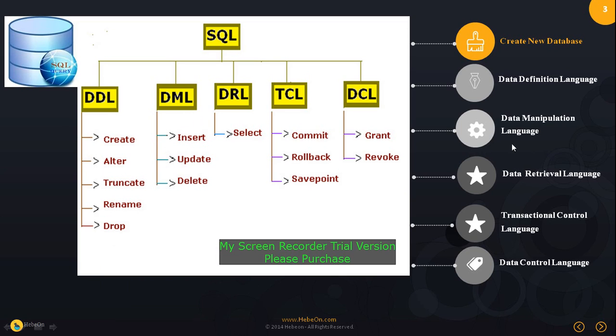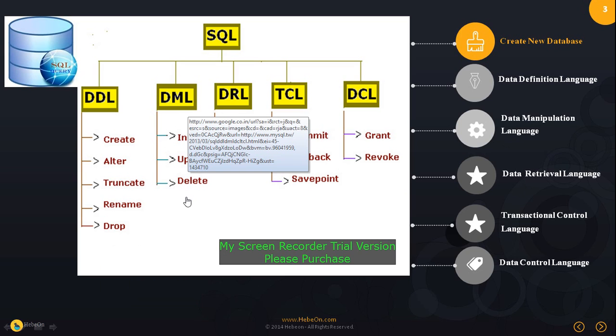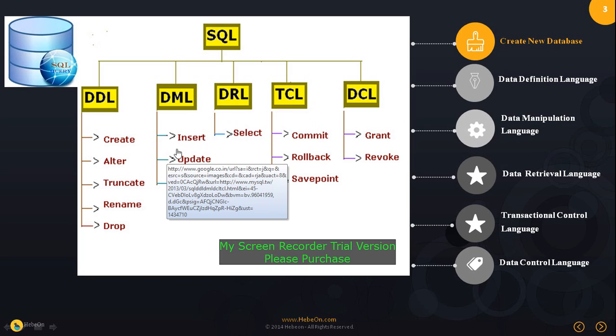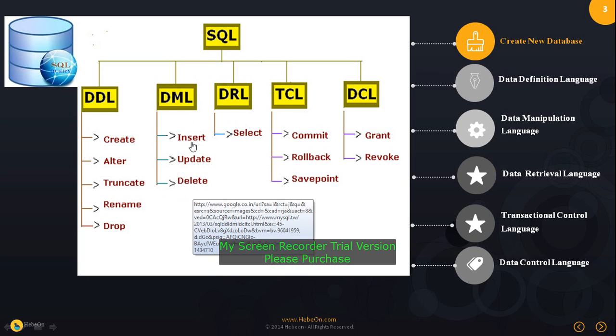DML is data manipulation language. In DML we already have a database, and in this database we are going to store information. Storing the information is called inserting the data. For storing or inserting data we use the insert query. If data is already there and you want to update something, we use update. And if you want to delete a particular piece of information or a particular field, we use the delete command.